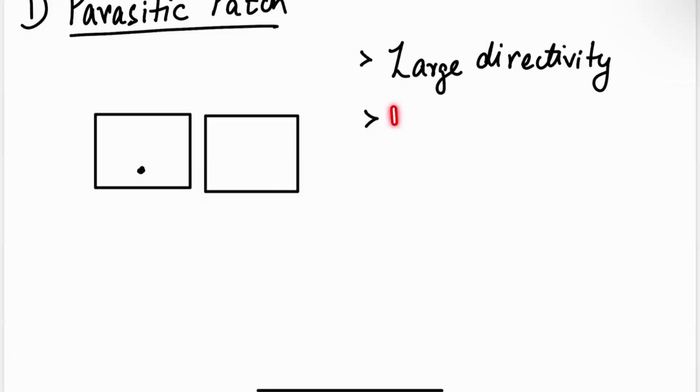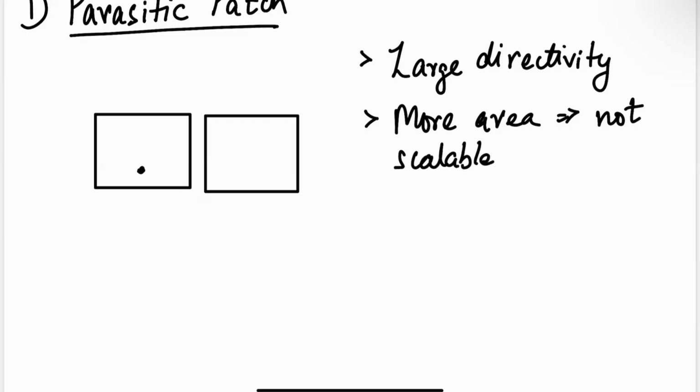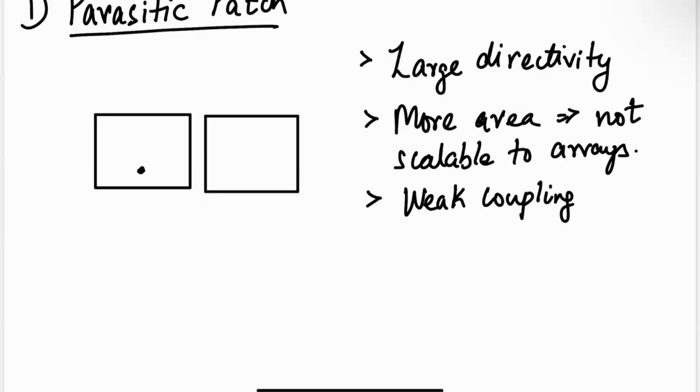The problem, of course, is that you need more area, so it's not scalable to arrays, at least not scalable to phased arrays, which we'll see later, because this is essentially considered a single element. You don't have enough area to put another element next to it, because the element spacing is determined by lambda over 2, which we'll see. And also the coupling is fairly weak. They are placed next to each other like that.